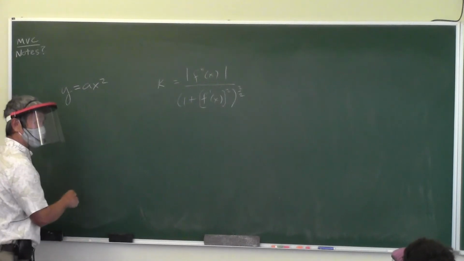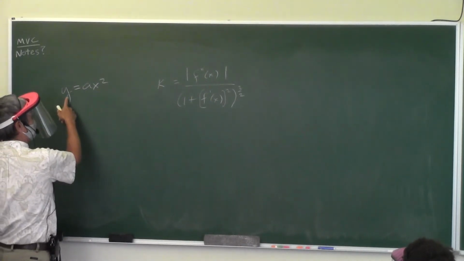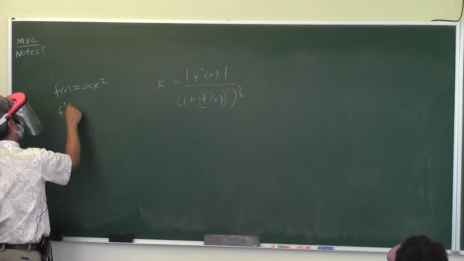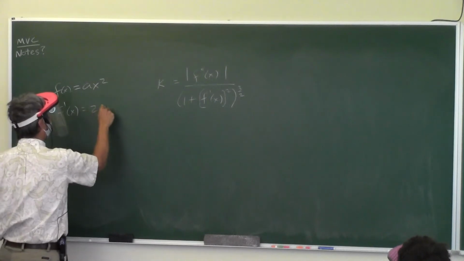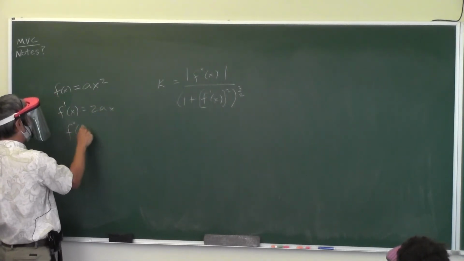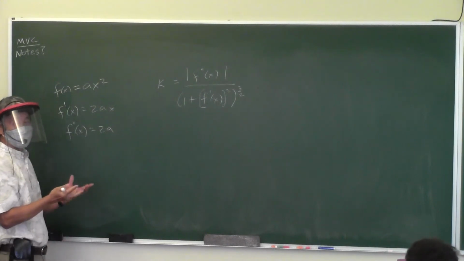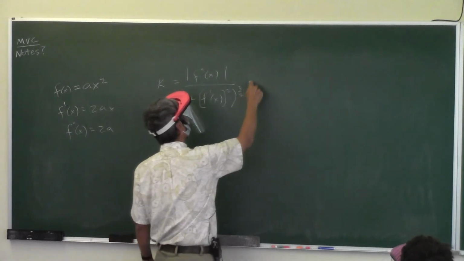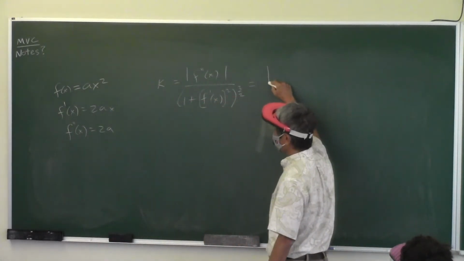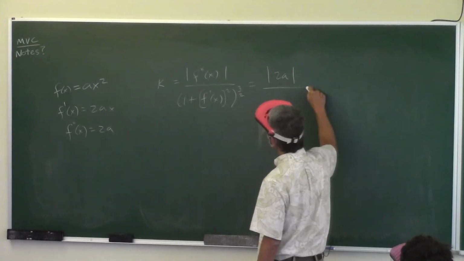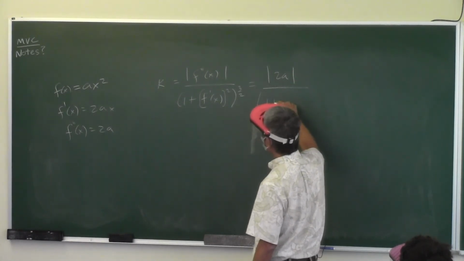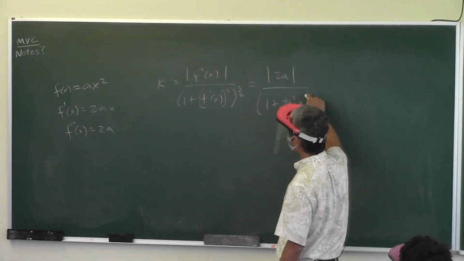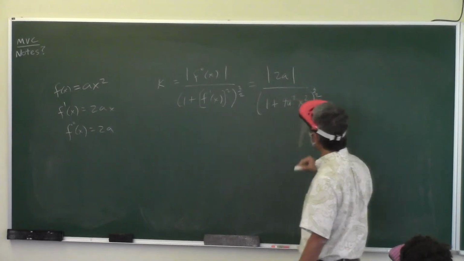Okay, so if this is f of x, what would be f prime of x? Come on, easy. 2ax. And what would be f double prime of x? 2a. And let's just assume a is positive, so it's opening upward. Okay, so what would be the curvature? How do you compute curvature? Absolute value of the second derivative, 2a, all over 1 plus the first derivative squared, which is 4a squared x squared, to the 3/2 power. Did I do that correctly?